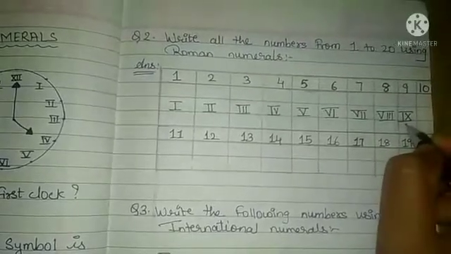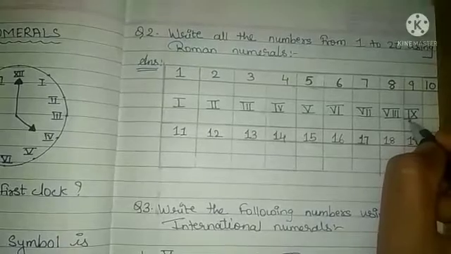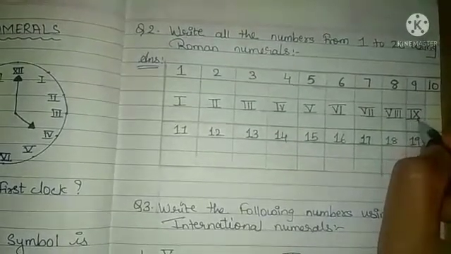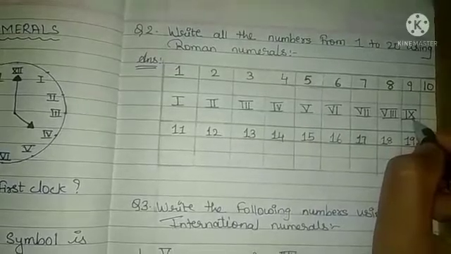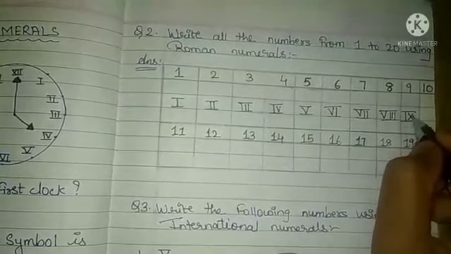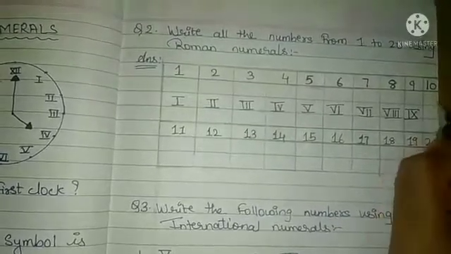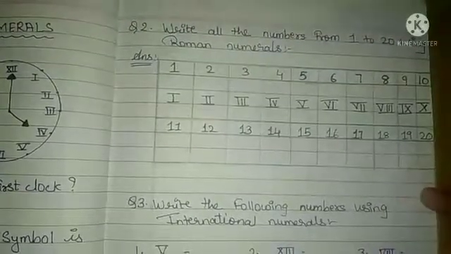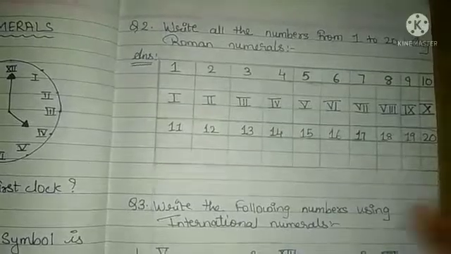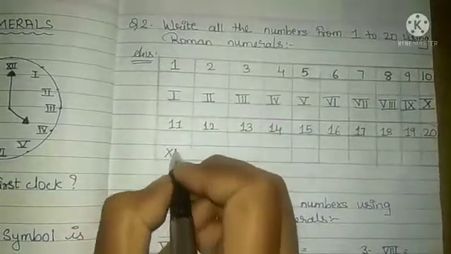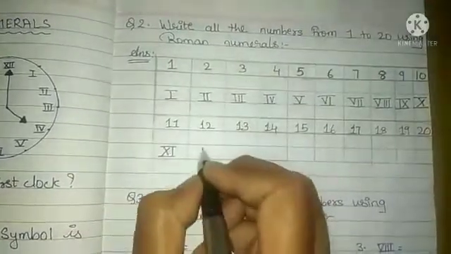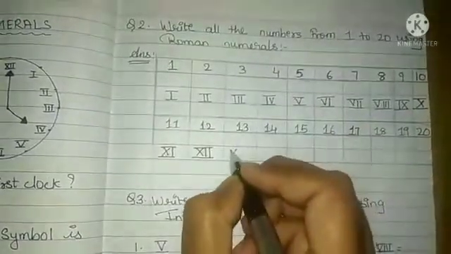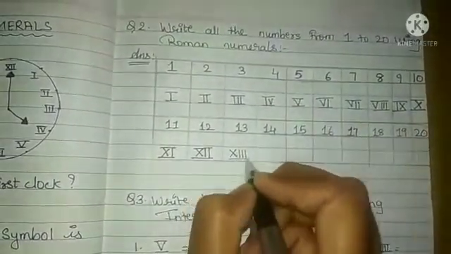Again, when we are writing the I on the left hand side of your X and V, it means we have to subtract. Clear? X represents 10. So X minus 1 you will get 9. Clear? For 10 you have to write down X. Understood? For 11, X and I. For 12, X and II. For 13, X and III.